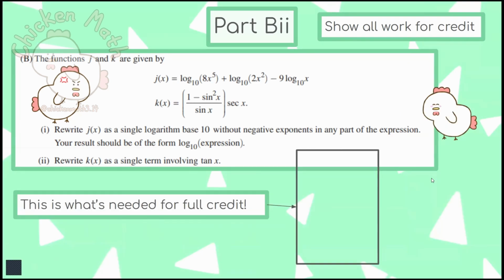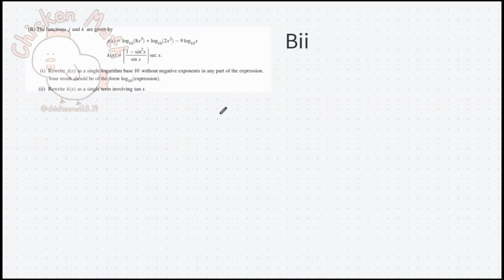All right, guys, so now we're moving on to part B2, and part B2 says we want to rewrite k of x as a single term involving tangent x, and we're given k of x right here. So we're seeing a lot of trig parts, so this is when knowing your trig identities and applying them is really important because we want to manipulate this function into having just tangent x.